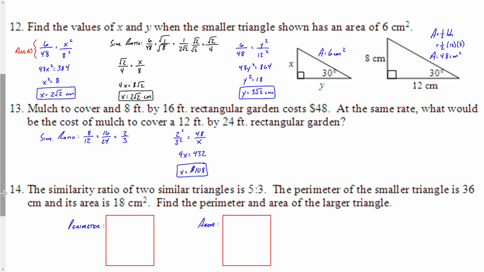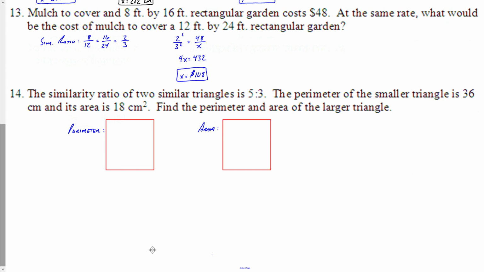Number 14, we're given the similarity ratio. So your job is to find both the perimeter and area of the larger triangle. So this is going to be 2 separate proportions that you're going to have to set up and solve for this. So please find those 2 values now.